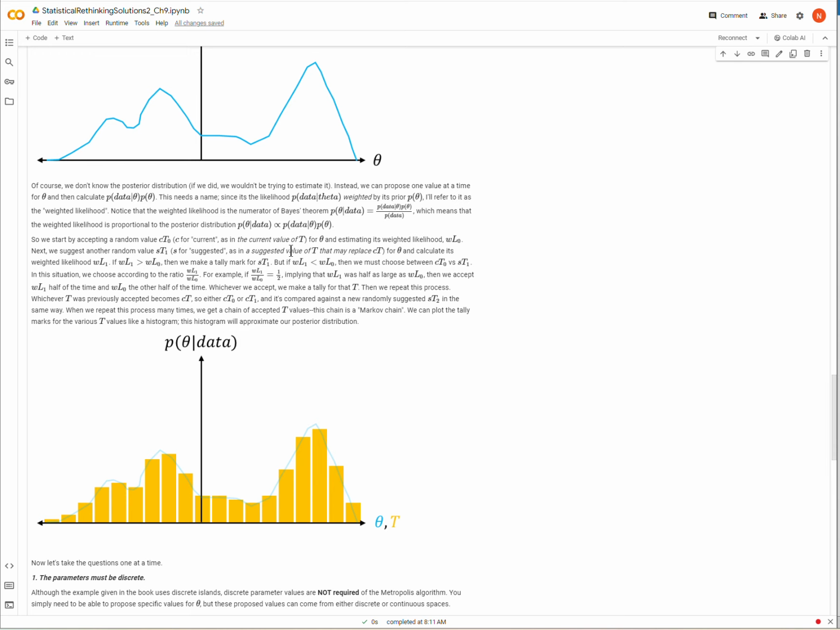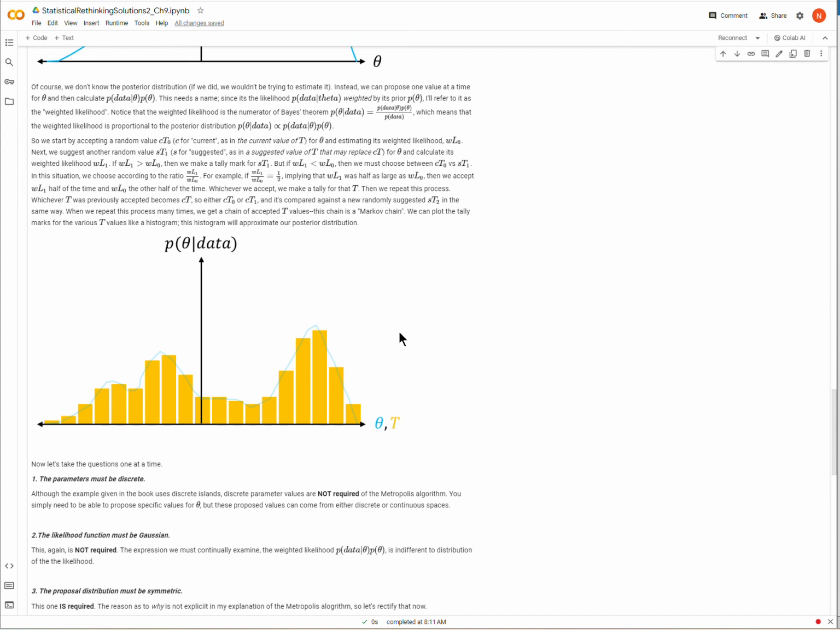But anyway, so we repeat that process many, many times, making new proposals. And every time we make a proposal, we accept or reject it based on the rule that we just laid out. Okay, and whenever we're accepting one, we can keep track of that. We can tally it. And then over many, many samples, we can represent all of those samples and their frequency as a histogram. And as we collect more and more samples, that histogram will begin to approximate the shape of that posterior distribution. Okay, that's roughly the Metropolis algorithm.